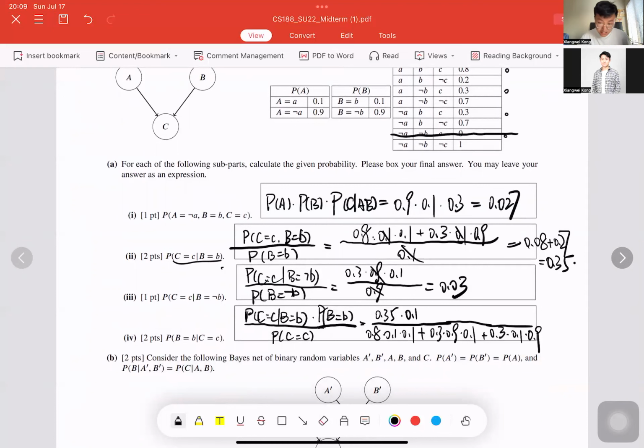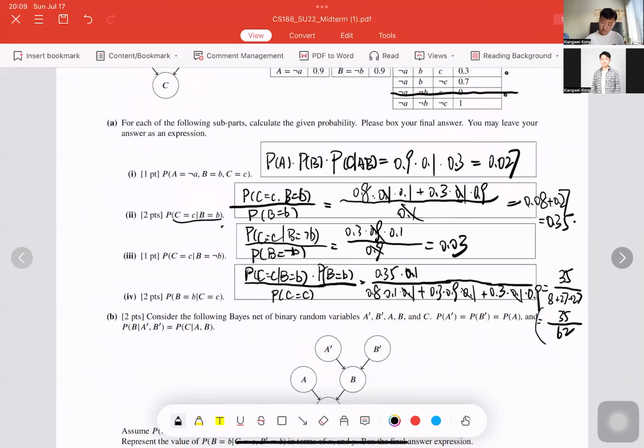Then we see that we can factor out 0.1 and we're left with 35 over, which is equal to 35 over 62. And so this will be our final answer for this question.